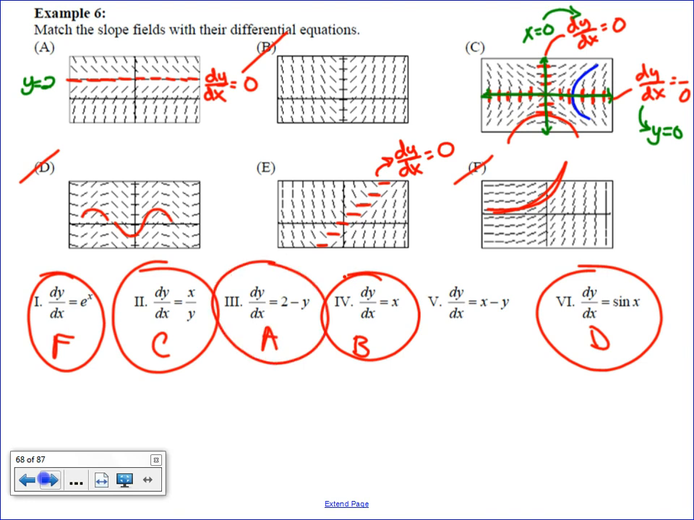We know the final answer is E, but why? Yes, that is a valid strategy, process of elimination, but why? What would make this 0 when y equals x? And what line is y equals x? Oh, right? 1, 1, 2, 2, 3, 3.